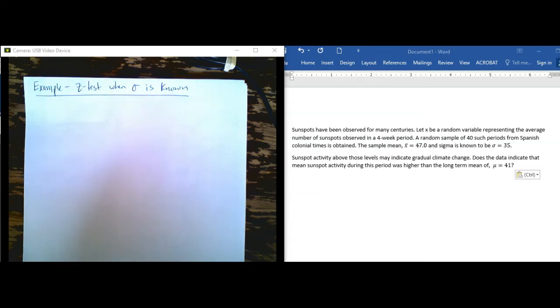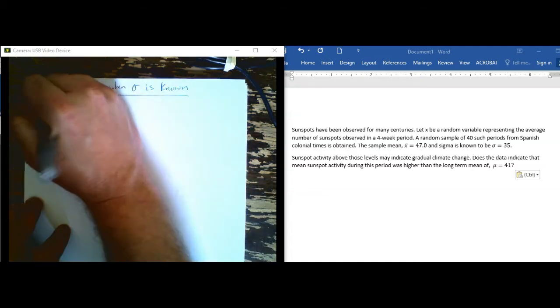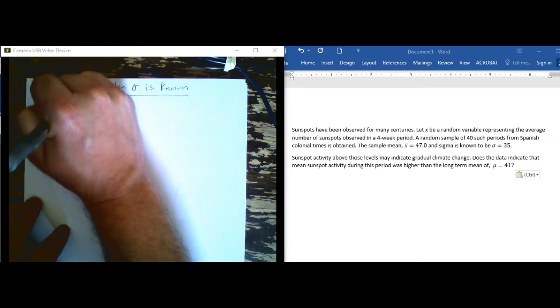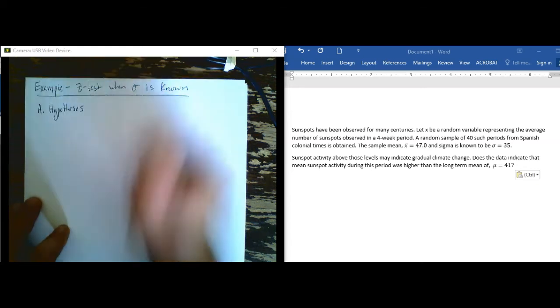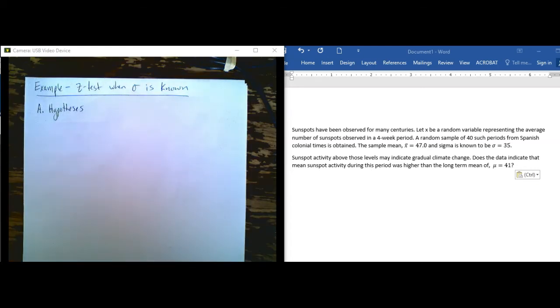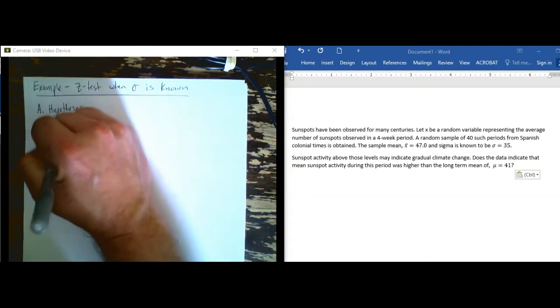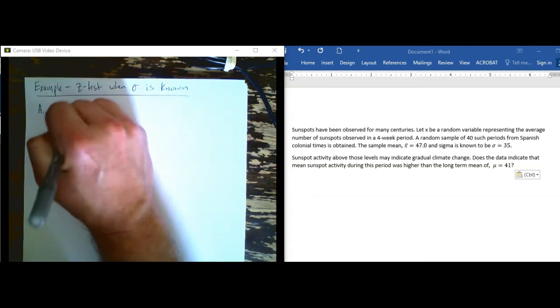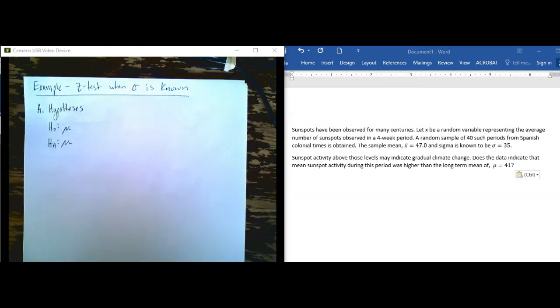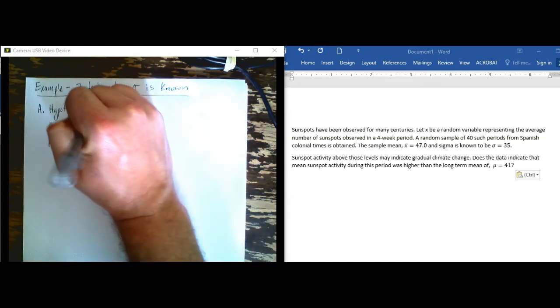Okay? So the first thing we want to do is get our hypotheses. That's part A, hypotheses. So we identify this problem is dealing with means. So our null and alternative hypothesis will have to deal with the population mean mu. Okay? Now, H naught is the null hypothesis. The null hypothesis says that there is no difference from the long-term mean here. So this would be equal to 41.